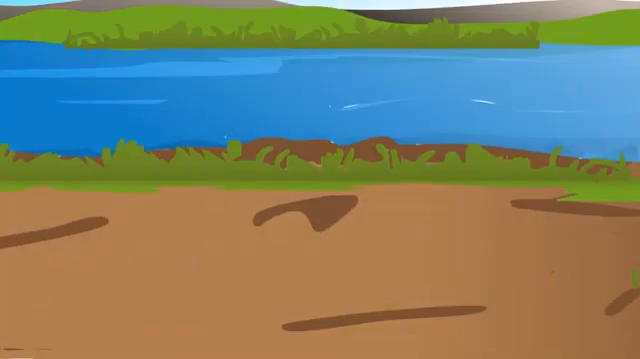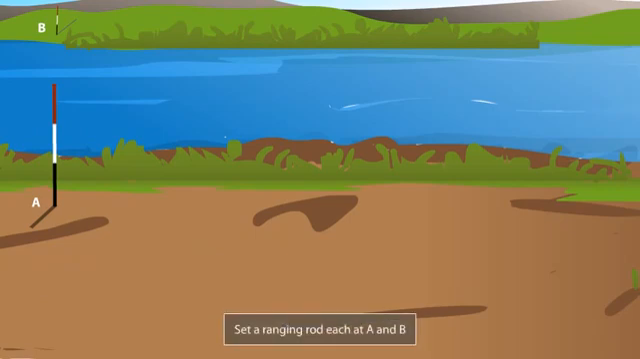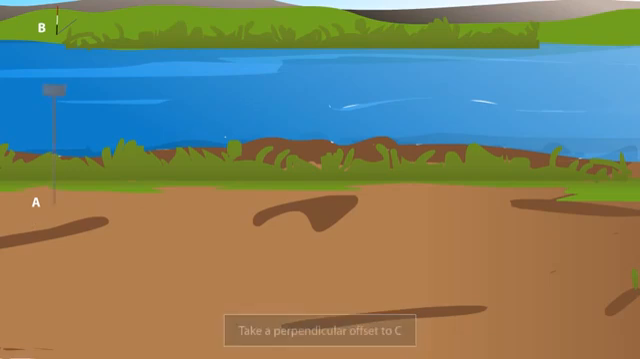Now let's say you have to find the distance between 2 points A and B which are separated by a river. Here, the river is the obstacle to chaining but not to ranging. To find the distance between A and B, set a ranging rod each at A and B. Then, take a perpendicular offset at A to point C with the cross staff. Set a ranging rod at C.